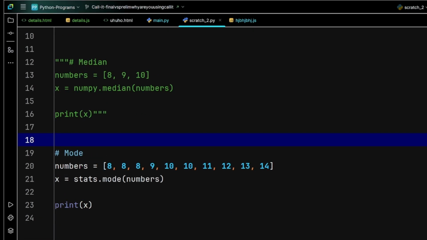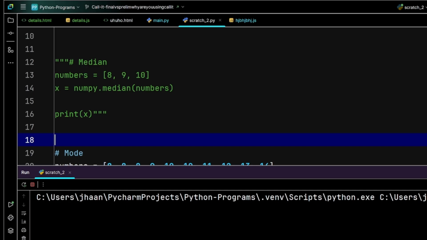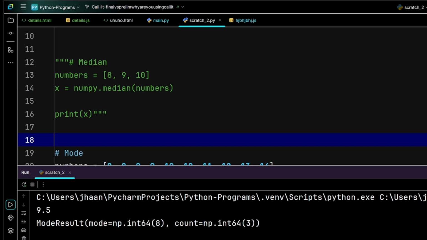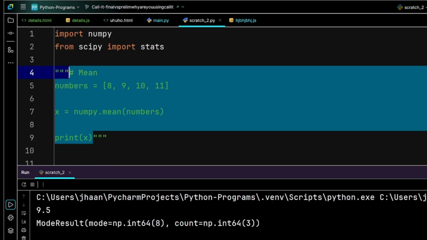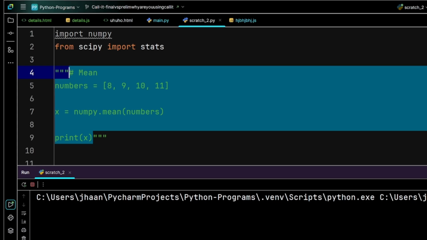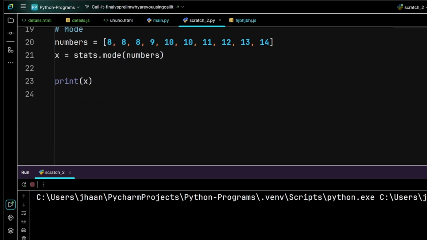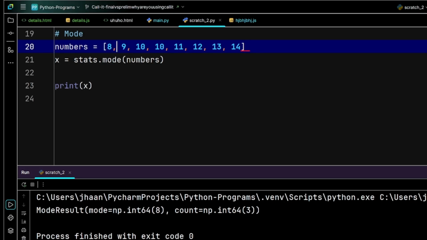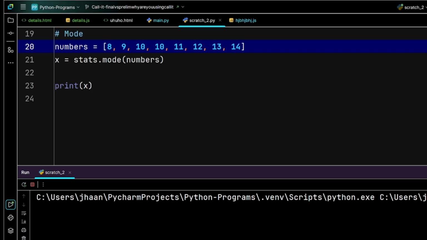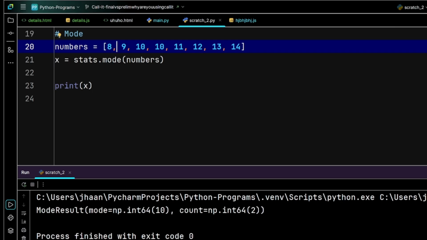And now if you run it, you can see that here we get the mode. This is from the mean, by the way. We can just comment this out. So then we get the mode results. The mode is 8 because 8 is occurring the most number of times, and the count of 8 is 3. Now if I take 8 down to 1 time and run it, you get 10, because now everything is occurring once except for 10, which is occurring twice. So then you get 2.